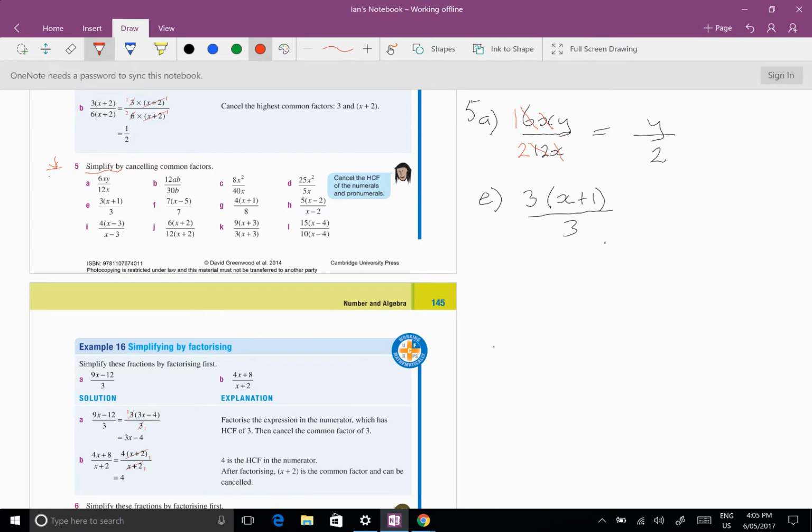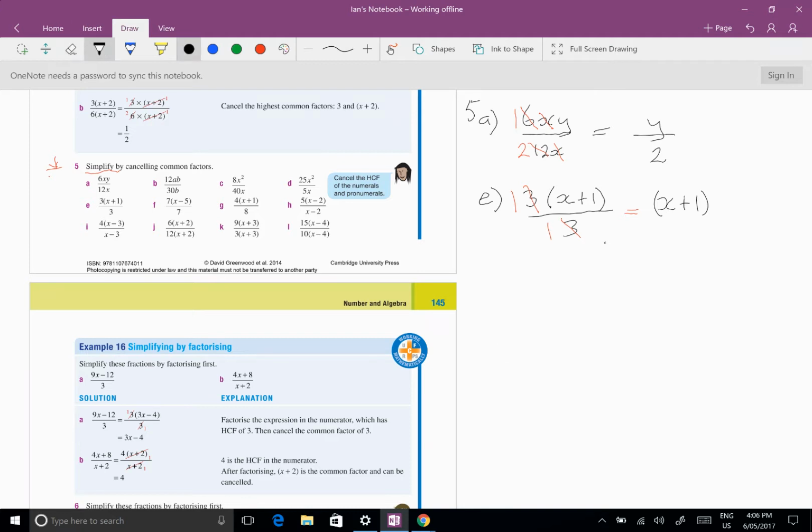Now, there's no pronumerals on the bottom, so I only really have to look at the numbers now, and I could do this on my calculator, but I'm smart enough to go, well, 3 goes into itself once, and 3 goes into itself once. Now, I could write this still as a fraction. I could write x plus 1, I don't need to write the 1, over 1, but I don't need to write the over 1 because anything divided by 1 is itself, so I can just get rid of it. And the answer is just x plus 1.